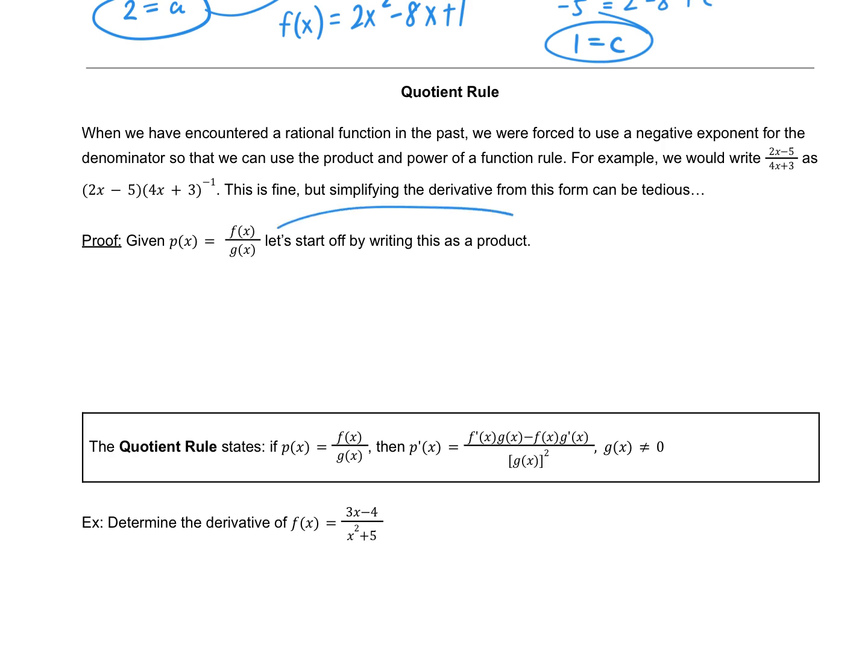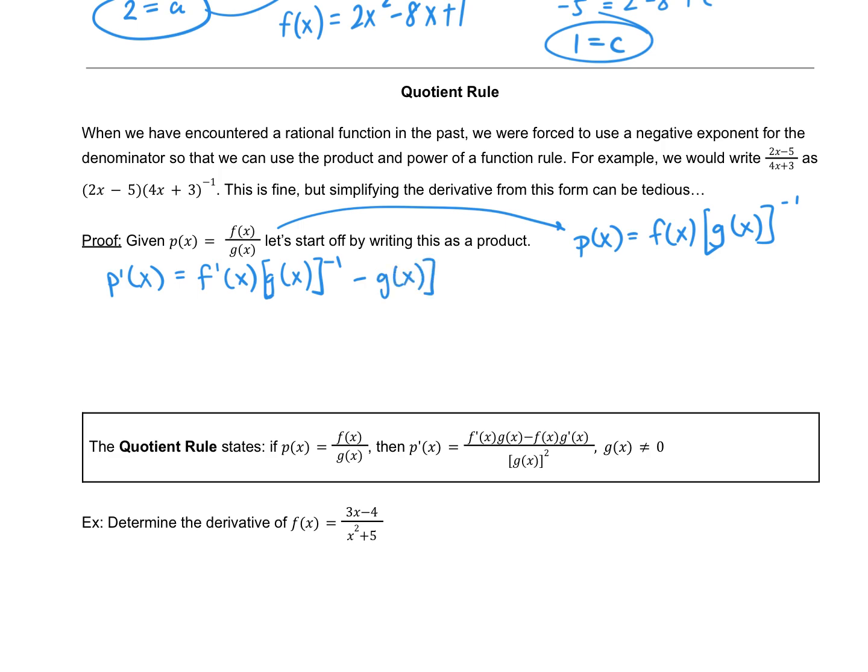So I'm going to write this as p(x) = f(x) times g(x) to the power of -1. And now I'm going to do the derivative. So take the derivative of the first function, copy paste the second. Plus, I'm going to take the derivative of the second function, so the -1 is going to come down, so I'm just going to change that plus to minus. Then it'll be g(x) now is to the power of -2.